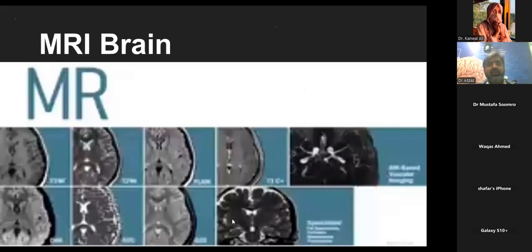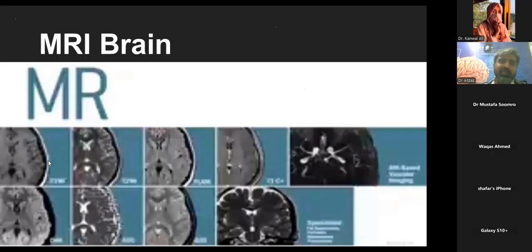If we are going for the acute small infarcts in traumatic brain injury, like diffuse axonal injury in trauma, SWI is the most sensitive sequence, followed by the diffusion weighted image. These are the special sequences. One by one, we'll see.